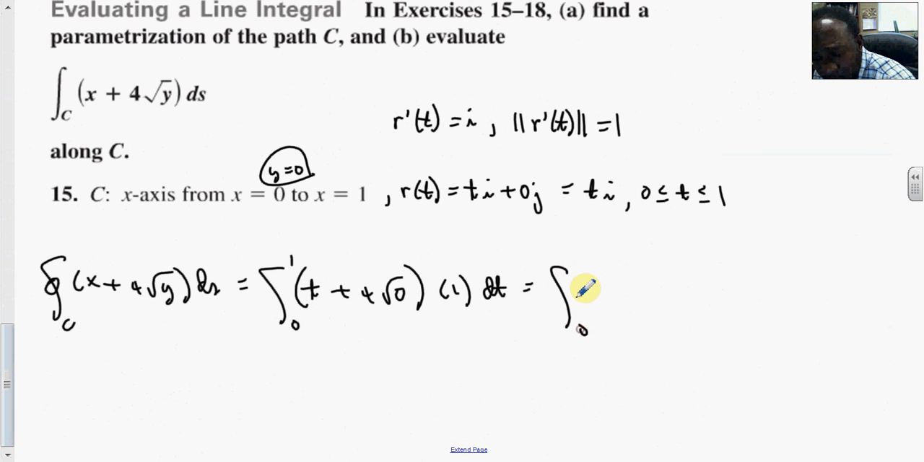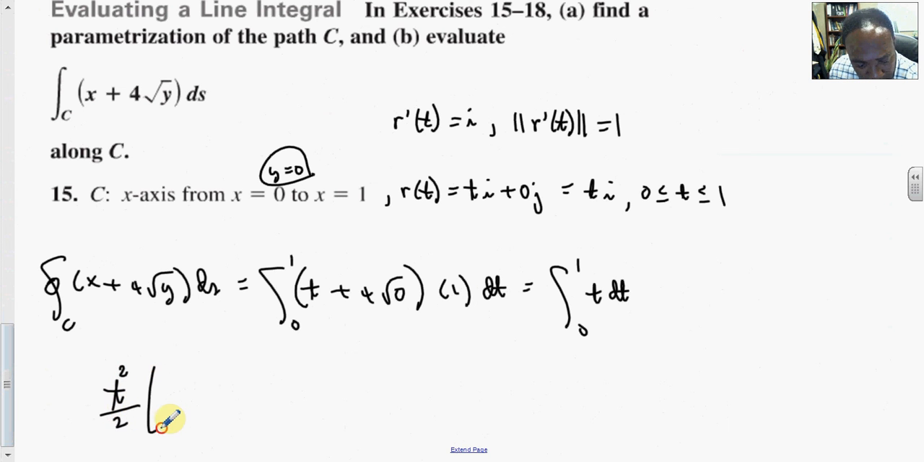This is just the integral from 0 to 1 of t dt. And that gives us t squared over 2. That's evaluated from 0 to 1. So all we have here is just 1/2.